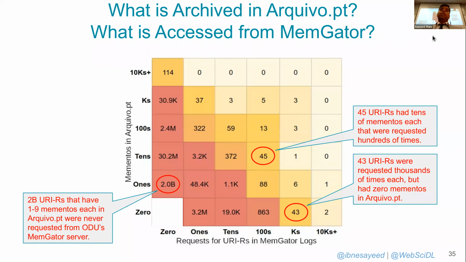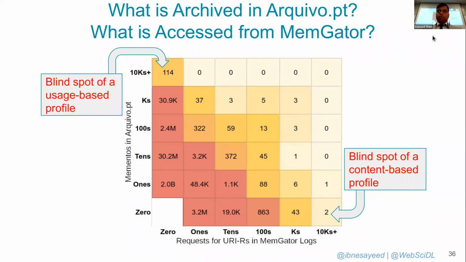And the other entry in the center means there are 45 URIs that have tens of mementos and that were requested hundreds of times. So this is how you read this chart. The first column is a blind spot for usage-based profiling. So if you are using access logs to profile content, you will not know about these mementos that are there in the first column. Similarly, the bottom row is a blind spot for content-based profiles.